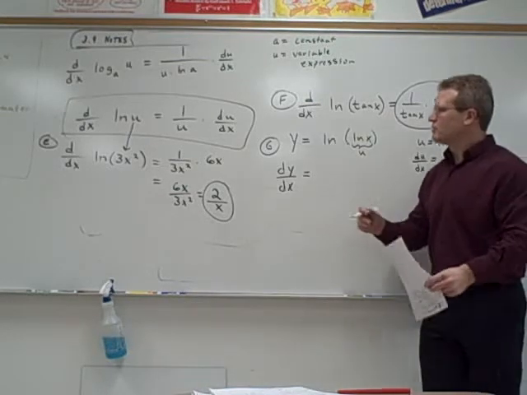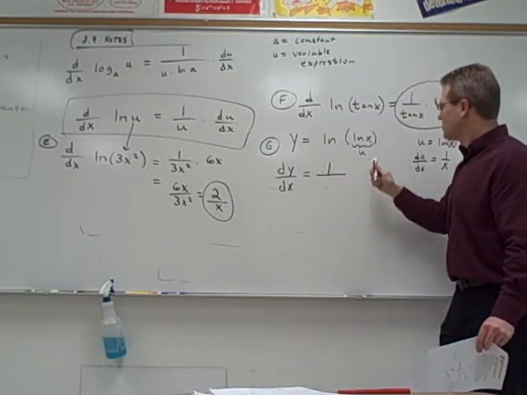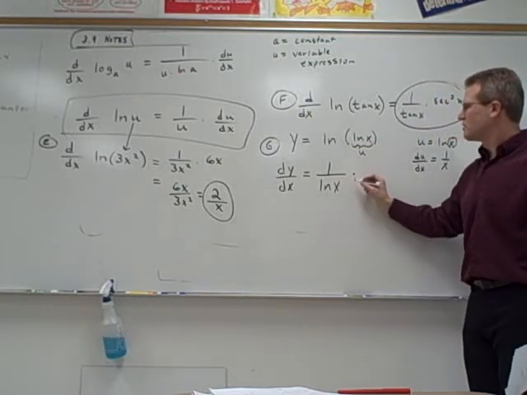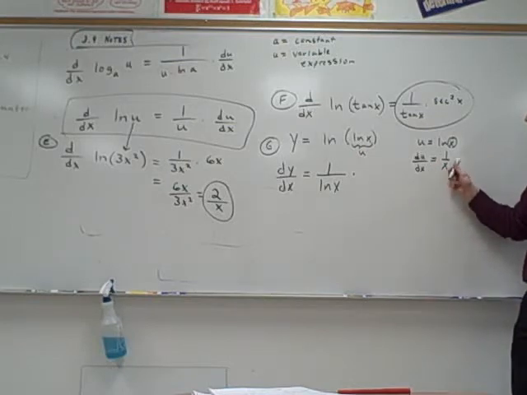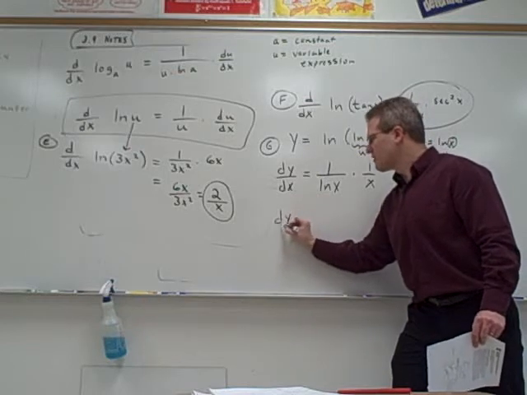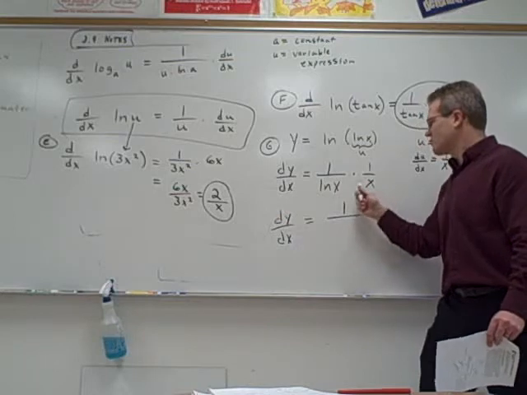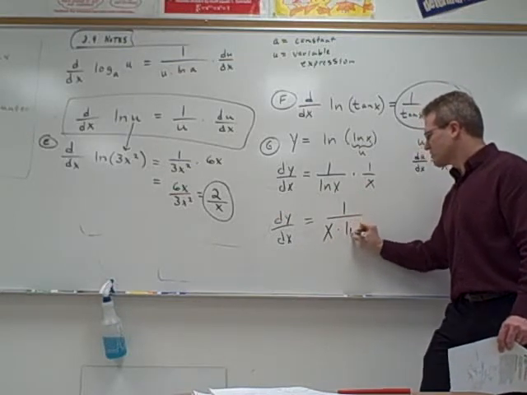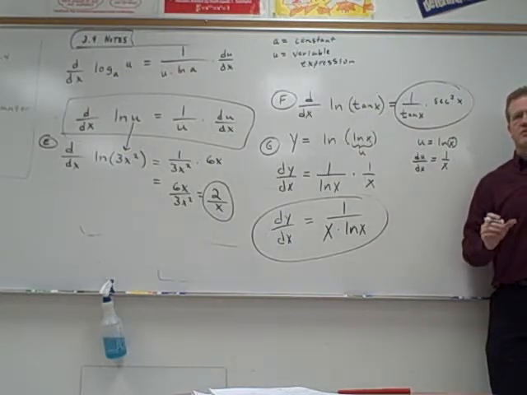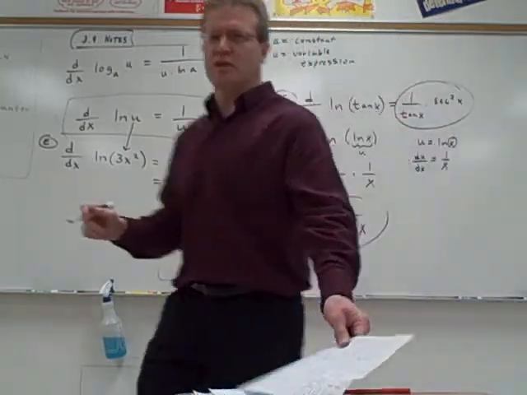So now I go back and look at my formula. Formula says take 1 over u. So 1 over natural log of x times my du over dx, which is 1 over x. The answer book would probably have it something like this. They'd probably combine these together. 1 times 1 is 1. And x times natural log of x, they'd probably write it like this. Probably what you'd see. So they might try to trick you a little bit, but if you just kind of follow the rules through, everything should turn out the way you want it to.